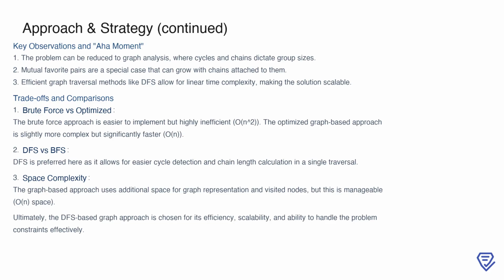In terms of trade-offs, while the brute force approach is simpler to implement, it's far less efficient. The optimized DFS-based method, on the other hand, is slightly more complex but dramatically faster. Additionally, while DFS is preferred for this problem due to its recursive nature and suitability for cycle detection, BFS could also be considered in other graph problems with different requirements.